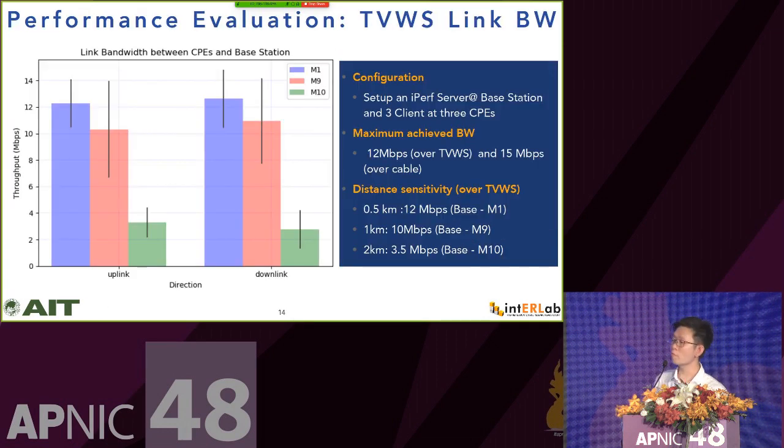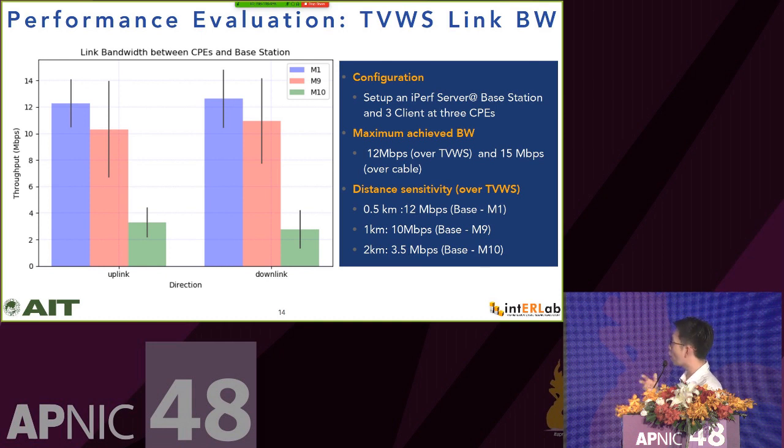In terms of performance, the first parameter that we want to measure is bandwidth. For the 3 locations, we set up the experiment using iPerf to measure the uplink and download speeds. This is the result that we have. The maximum bandwidth we could achieve is at the closest location, M1, about 12 megabits per second maximum, compared to the optimum case of using a cable, which gave about 15. So this is quite okay, I think. And from the result, we found that the performance is quite sensitive to the distance.